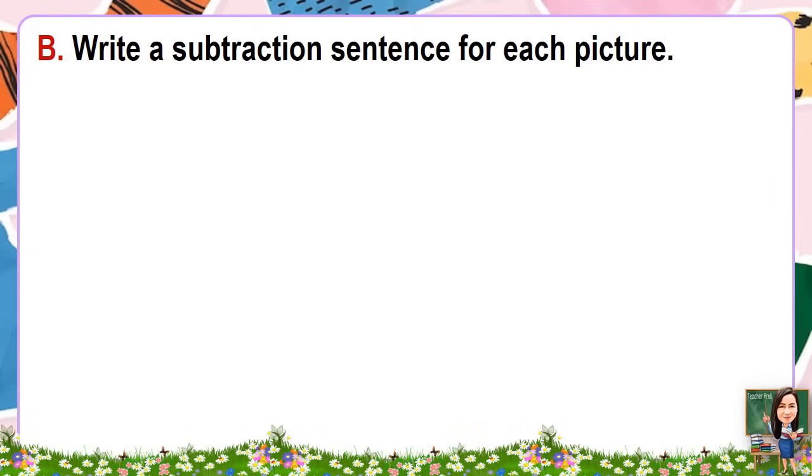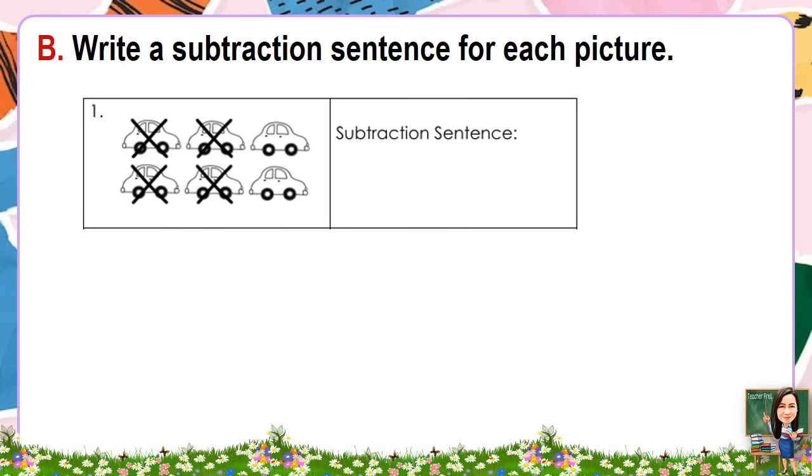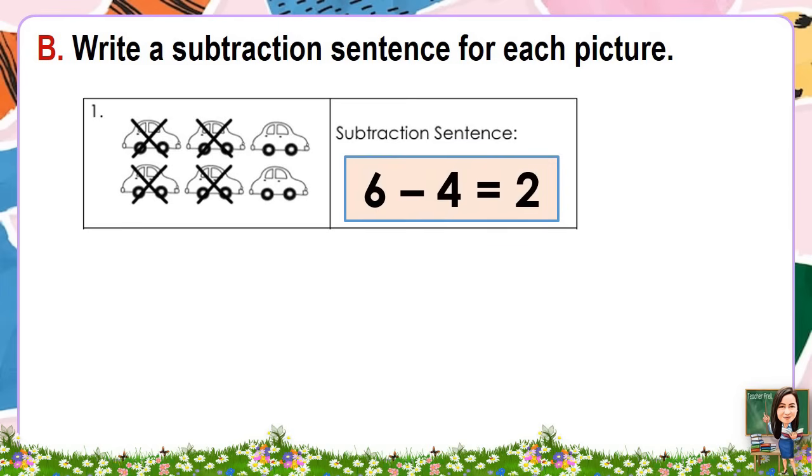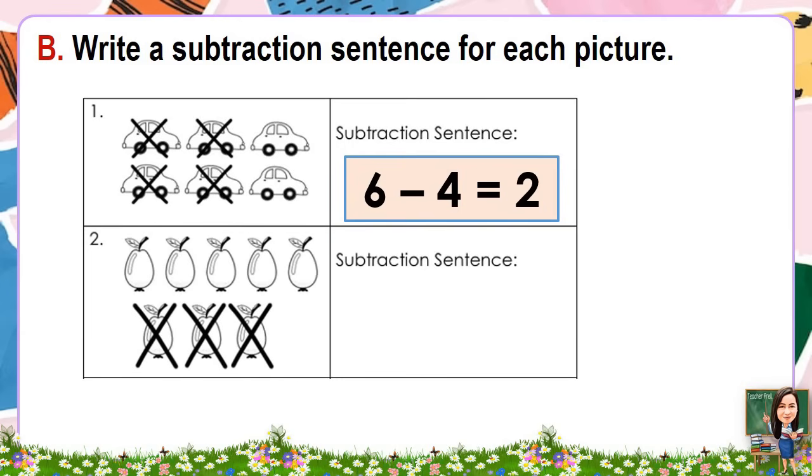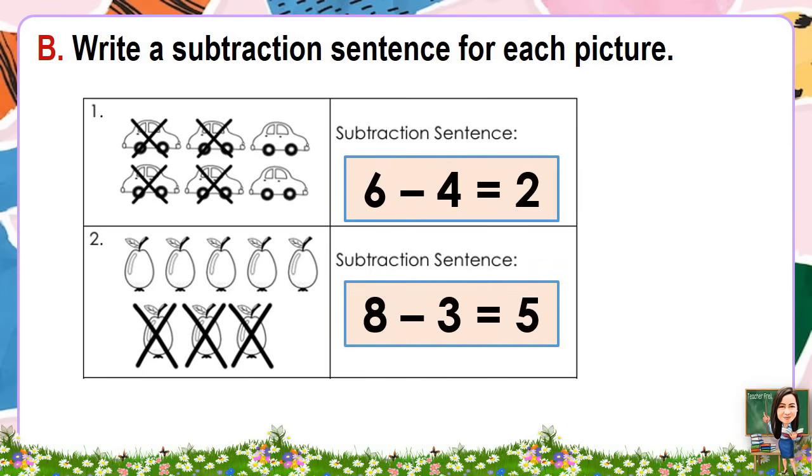Letter B. Write a subtraction sentence for each picture. Number 1. There were 6 cars. 4 are taken away. Then 2 cars are left. The subtraction sentence is 6 minus 4 equals 2. Number 2. There are 8 guavas. 3 guavas are taken away. There are 5 guavas left. So the subtraction sentence is 8 minus 3 equals 5.